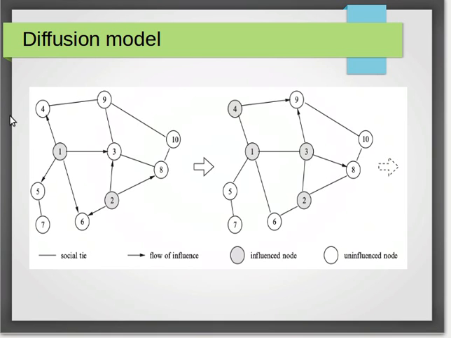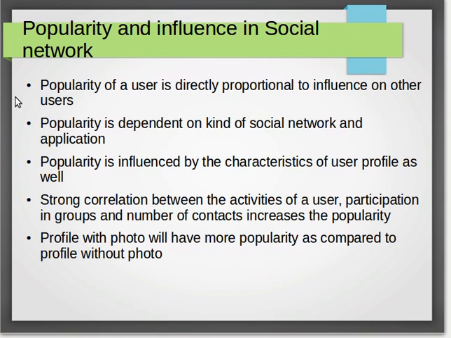Just as an example, here in the first diagram, 1 and 2 are the churners, and as you can see in the second diagram, due to the influence of 1 and 2, the other nodes like 3 and 4 as well got impacted or influenced. The influence of 1 and 2 will highly depend on the popularity. So, the popularity of a user is directly proportional to influence on other users. So popularity is also dependent on the kind of social networks.